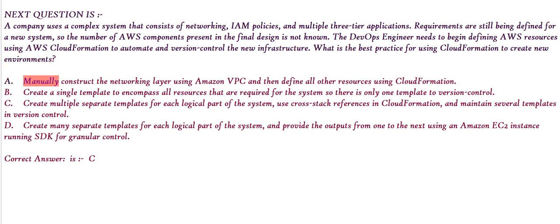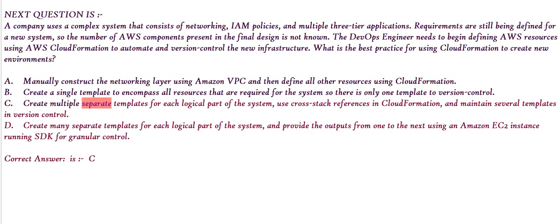A. Manually construct the networking layer using Amazon VPC and then define all other resources using CloudFormation. B. Create a single template to encompass all resources that are required for the system so there is only one template to version control.